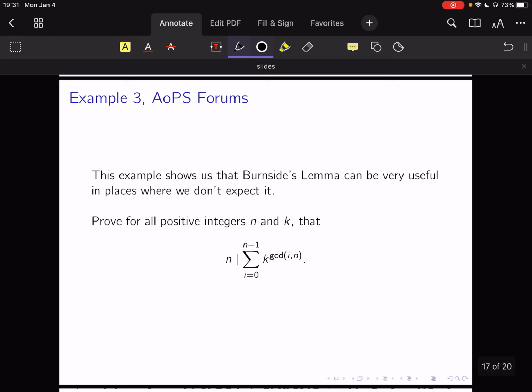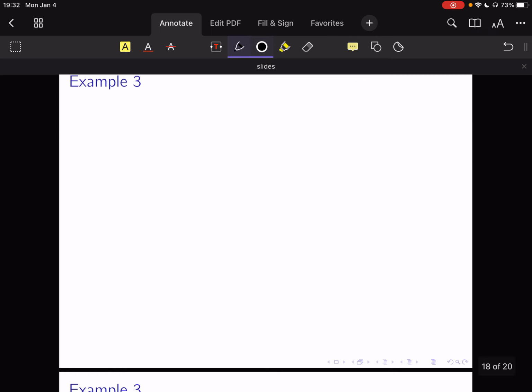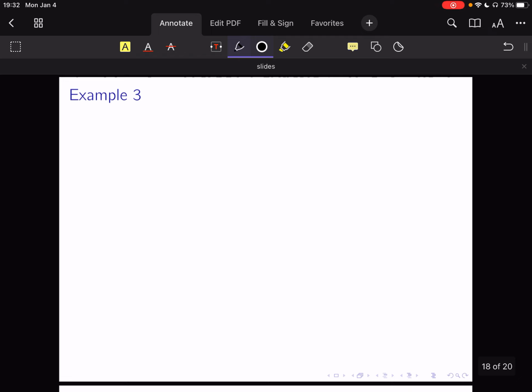This last example shows us that Burnside's lemma can be very useful in places where we don't actually expect it. So prove for all positive integers n and k that n divides the sum from i equals 0 to n minus 1 of k to the GCD of i and n. Normally we'd use a number theoretic argument to solve this problem, but we can actually construct a combinatorial argument instead. So consider a necklace with n beads that we want to color with k different colors. How many distinct ways can this be accomplished up to rotations?